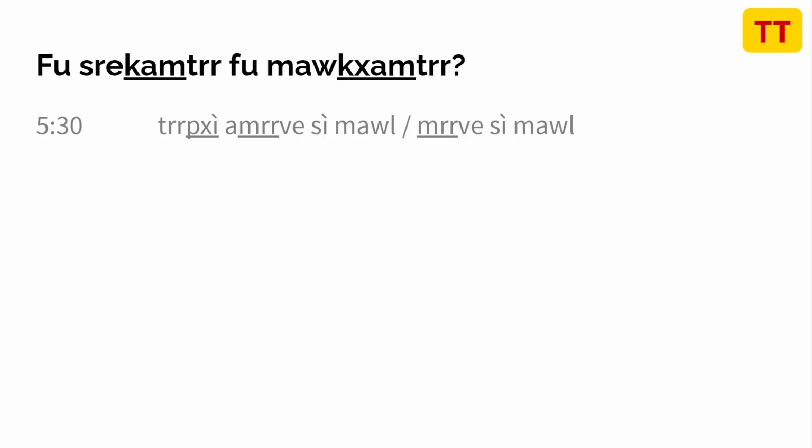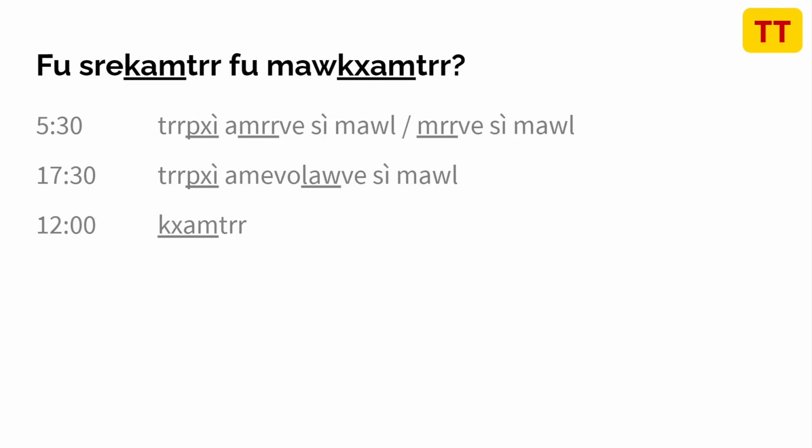So 5:30 would be, again, we already had that, mrve se maul. And if you now want to say 5:30 p.m., usually what you would do is you would just use the 24-hour system. So you would say trp-e a mevo lauve se maul. So mevo lau is 17, and then se maul.